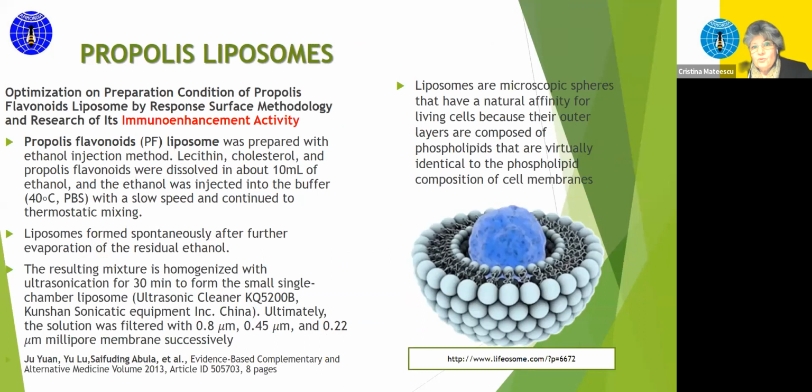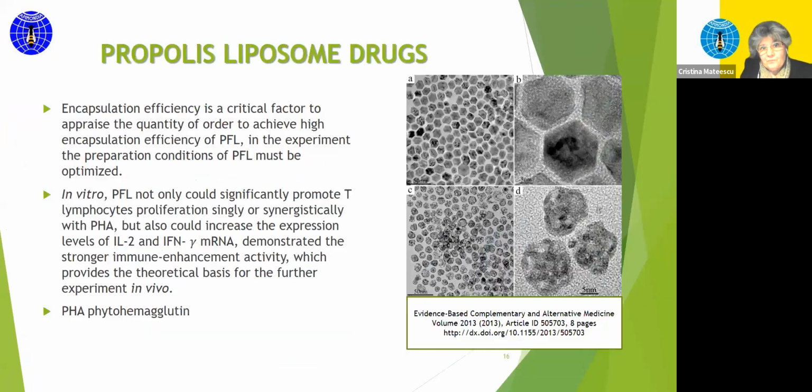which also use the ethanol injection method, together with lecithin, cholesterol, and propolis flavonoids, we can obtain spontaneously after further evaporation of the residual ethanol, the liposomes. The resulting mixture is homogenized with ultrasonication for 30 minutes to form the small single chamber liposome. There are different sizes of the particles from 0.22 up to 0.8 micrometers. Millipore membrane filters were used to filter the extract.